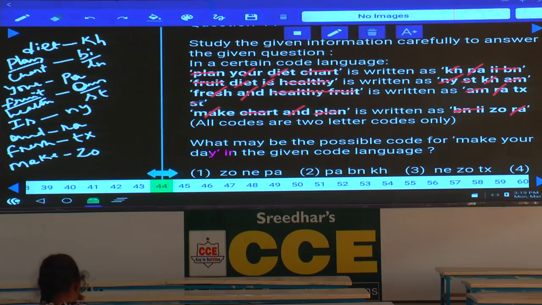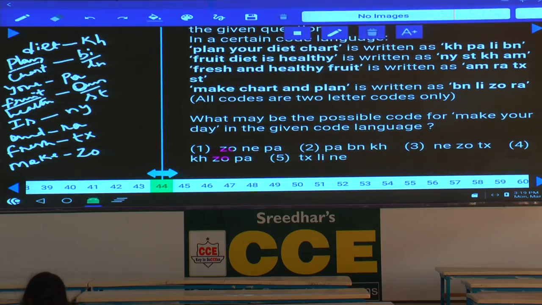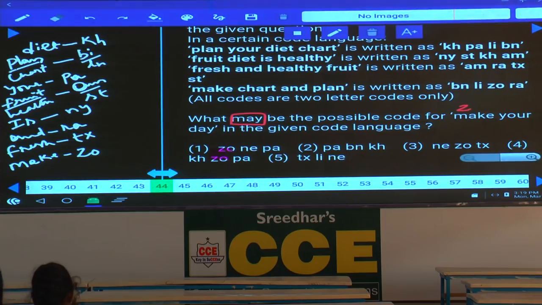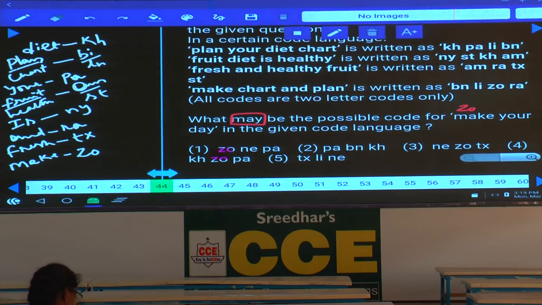Done with this? Then, coming to question number 44. Now in this one, maybe means it is a possible code. Here the question is about a possible code for make your day. Now make your day, make, what is the code to the word make? ZO, and your. And the code to the word your is PA, ZO PA. And the next one, day. Day is nowhere given in any one of these sentences, isn't it? Hence, ZO PA.